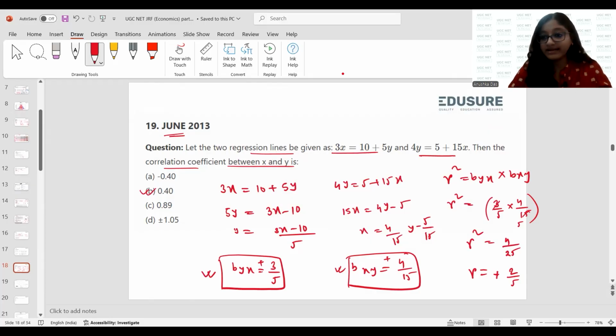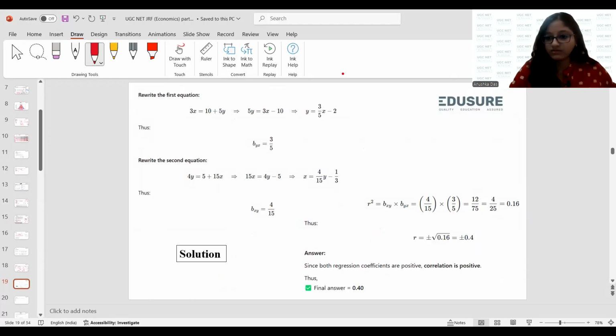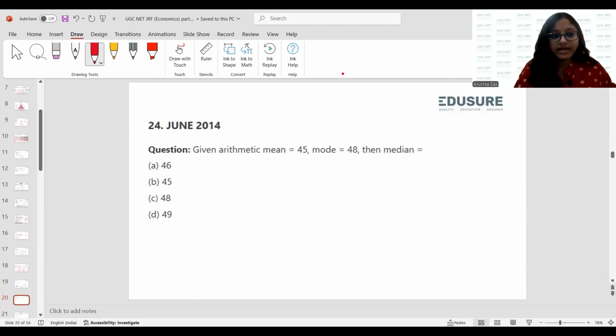So 0.4 plus, not the minus one. Please be minutely careful about this. Please don't write the minus sign. It will be positive 0.40. So this is how you solve this question. This is option number B. Here you can see the solution. R will come out to be plus minus 0.4, but we will take only the positive sign because all the regression coefficients are positive. So 0.40 will be the answer. So this is about this question.